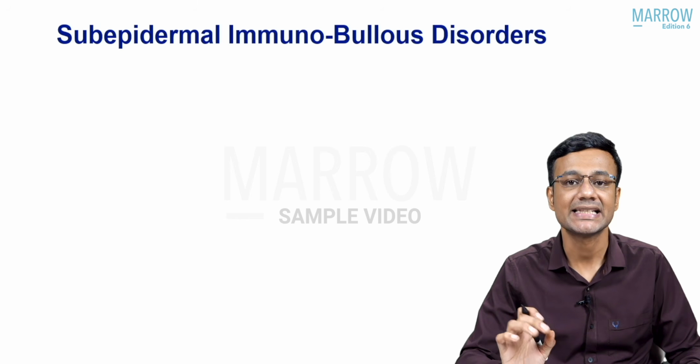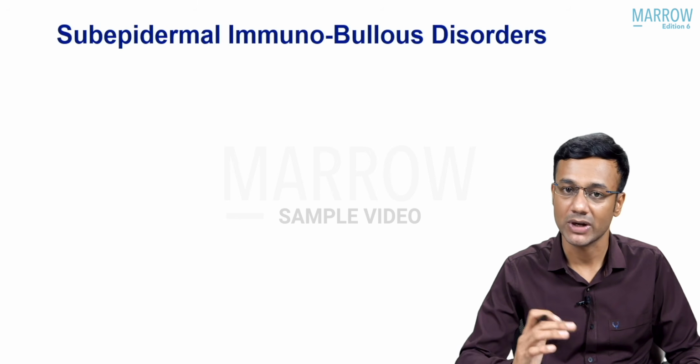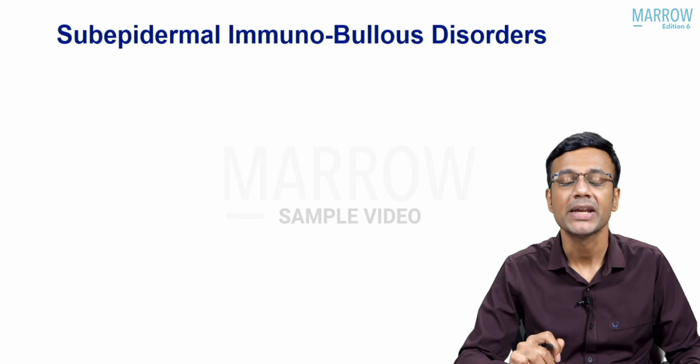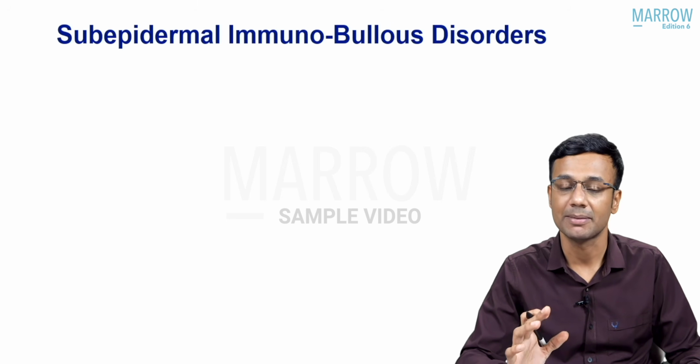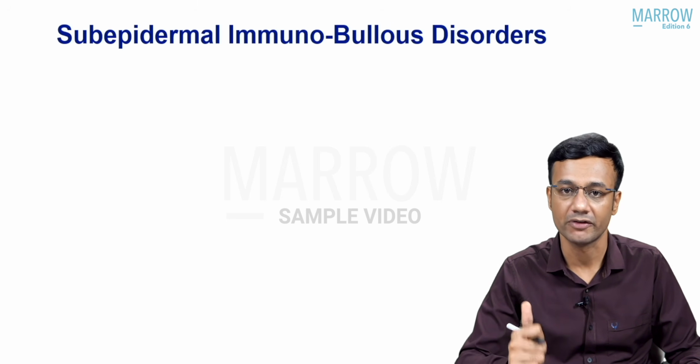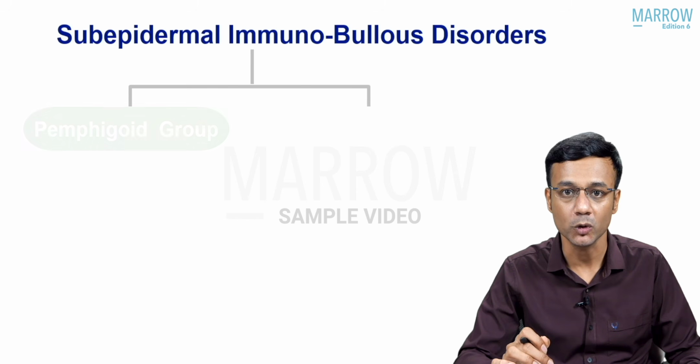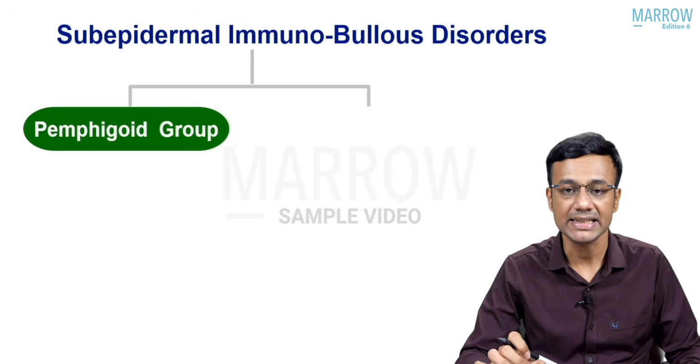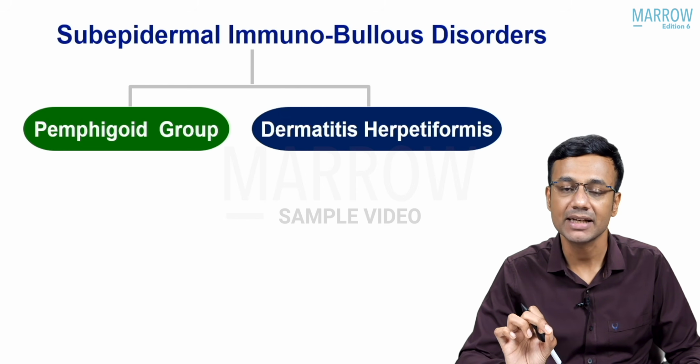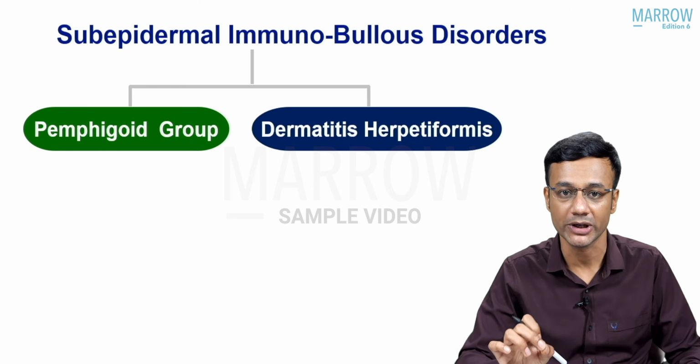Students, in this particular session, we are going to discuss number 1, the subepidermal blistering disorders. Now, as we have already studied in module number 1, the subepidermal blistering disorders are broadly categorized into two groups. Number 1, we have the Pemphigoid group, and number 2, Dermatitis herpetiformis. Let us take up the first topic of the Pemphigoid group.